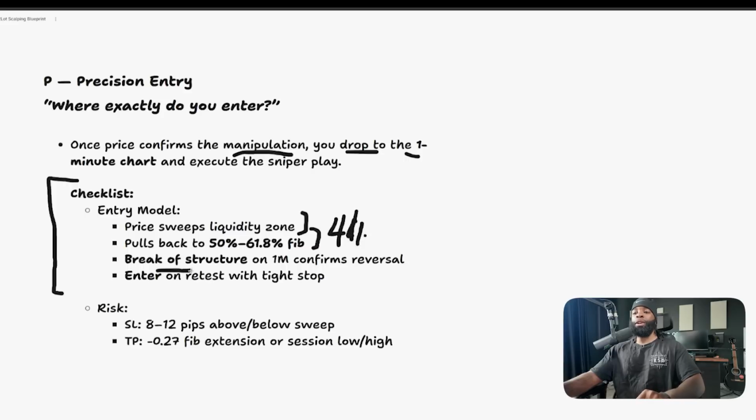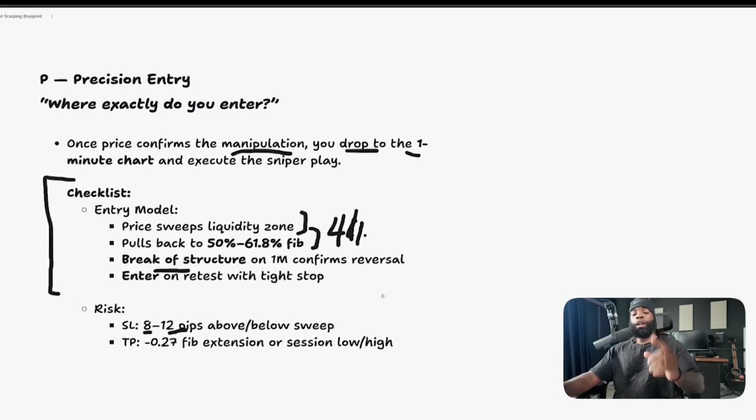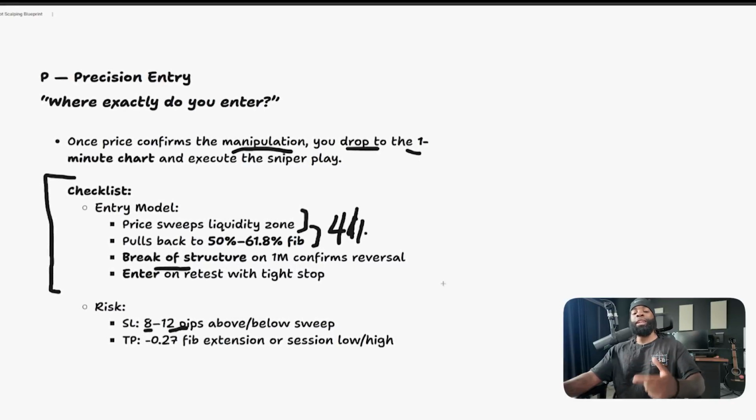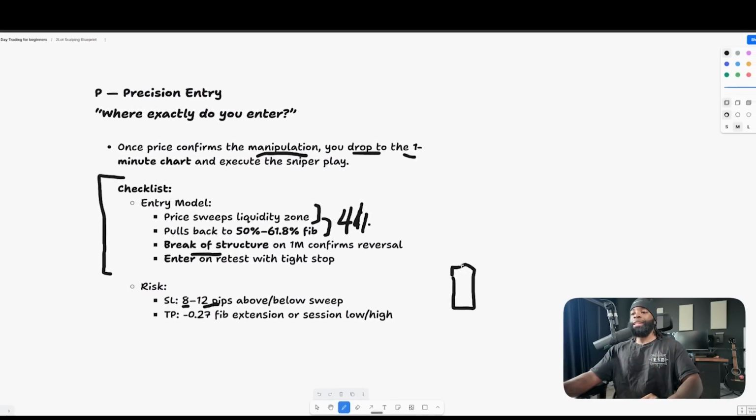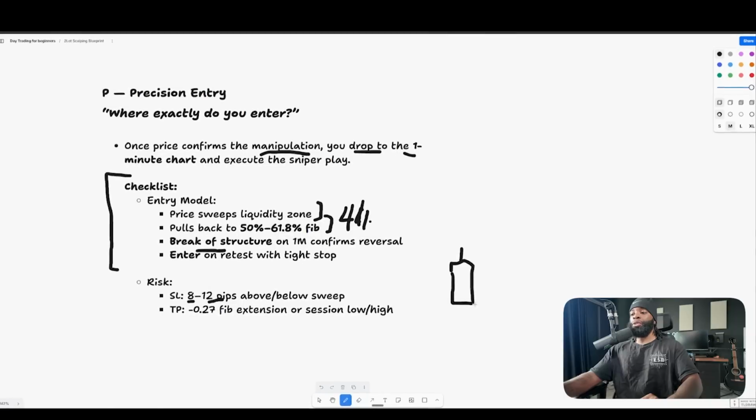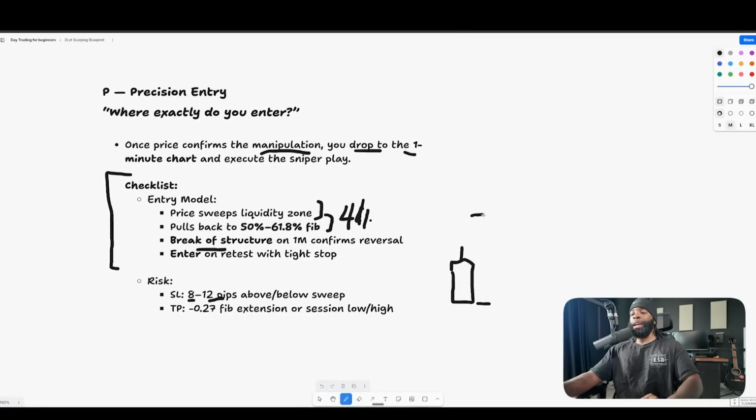And then we have a break of structure on the 1 minute that confirms reversal. And then the final step is to enter on retest with a tight stop. The stop that you could actually use is anything from 8 to 12 pips above or below the sweep. Another great way to execute this and get a tighter stop loss is to enter on a displacement candle. Let's just say this is the displacement candle, entry is here, your stop loss can literally be 8 to 12 pips from there as well, and that could be your trade.